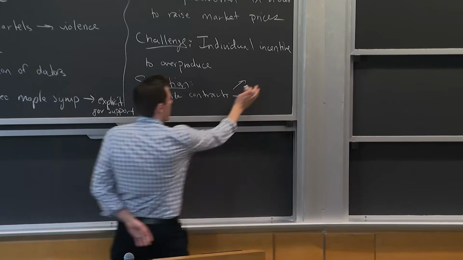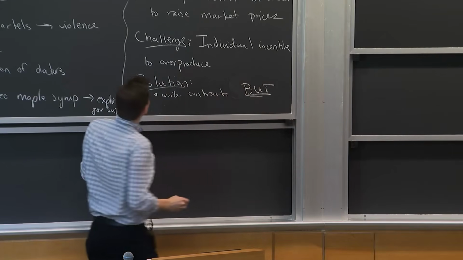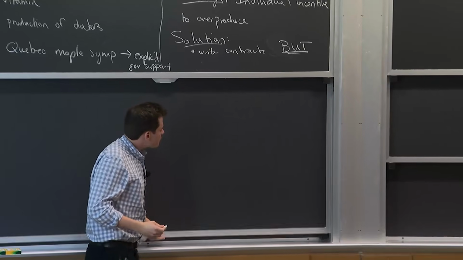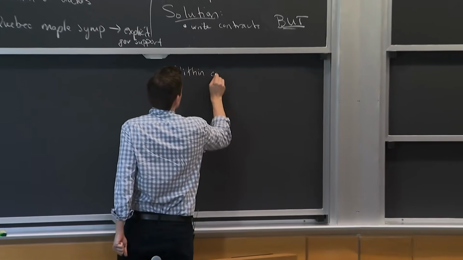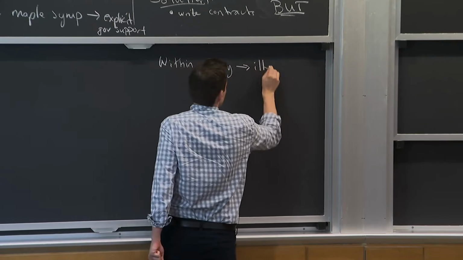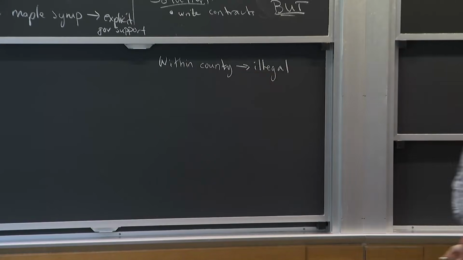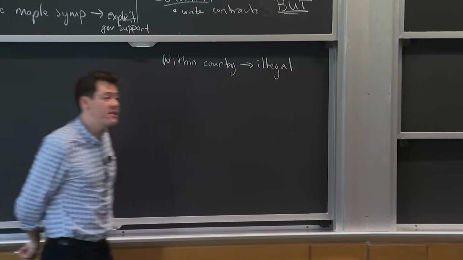So in a domestic context, I think there's two reasons we don't see this. Maybe I'll start a new board here. But what's the issue? Well, within a country, this is often illegal. It depends on the country, but certainly in the United States, if two firms get together and they were to write a contract that says, we're only going to produce this much, that would go against antitrust regulations and they'd get sued.